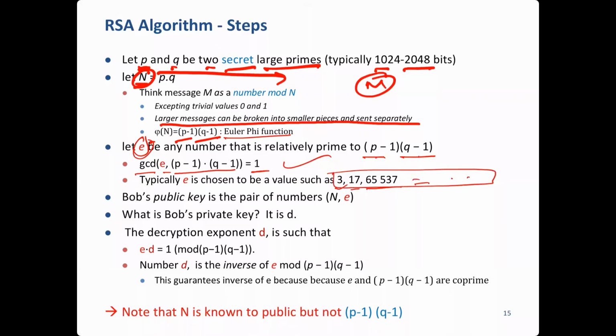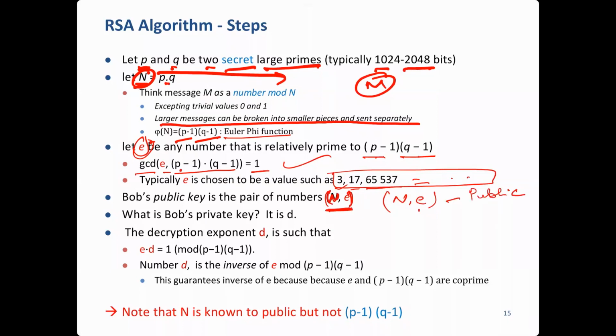Okay, now what becomes the public key? The public key is N and this E, which is co-prime to P minus 1, Q minus 1, that we have chosen. Now Bob is announcing to the world that this is the public key: N, E, where N is P into Q, and E is relatively prime to P minus 1, Q minus 1. So we have come up with the public key. We'll look at an example and it becomes much simpler.